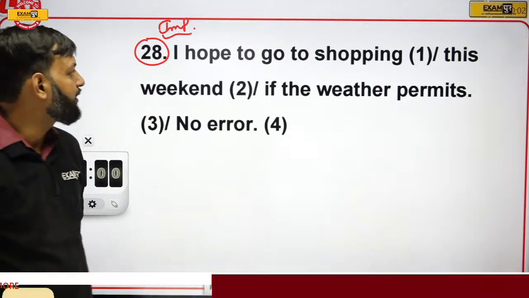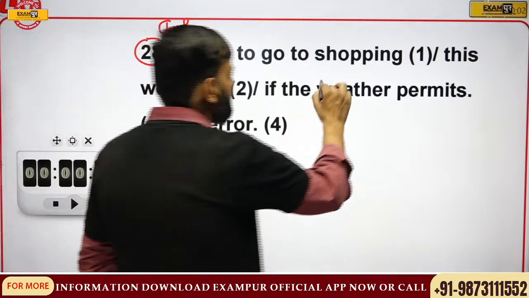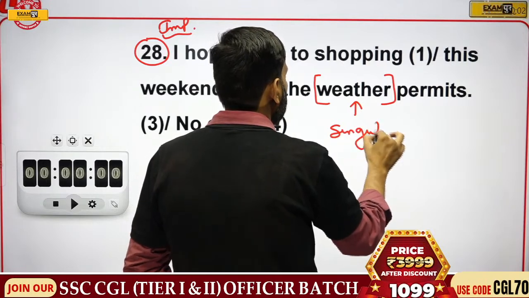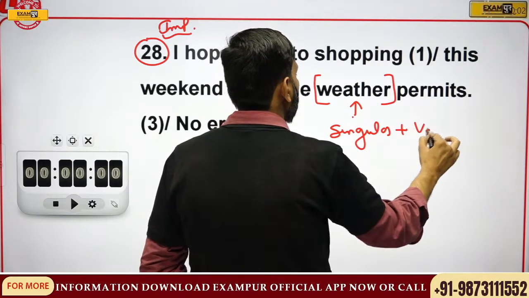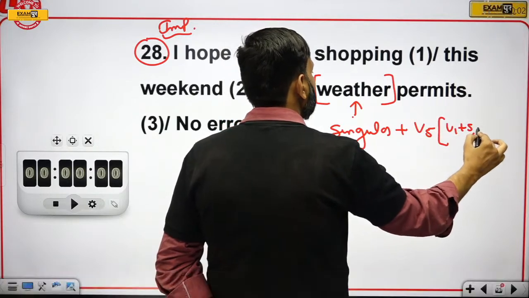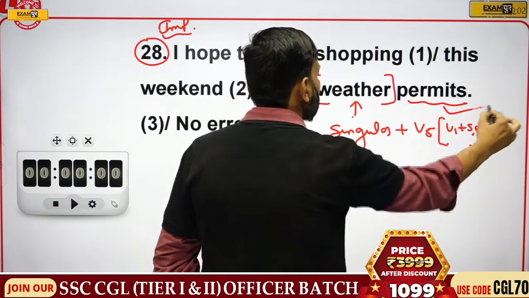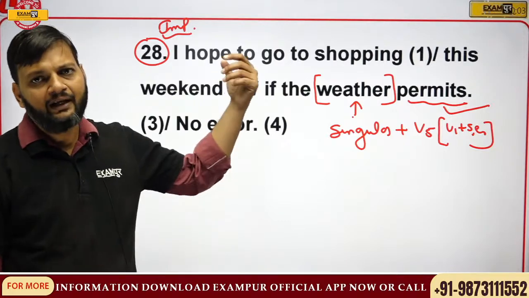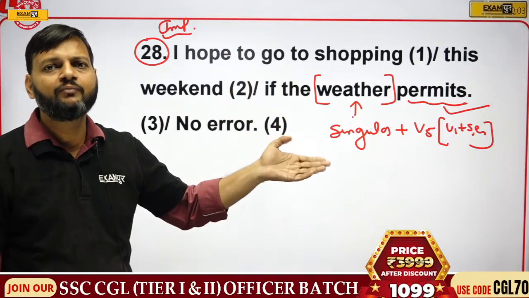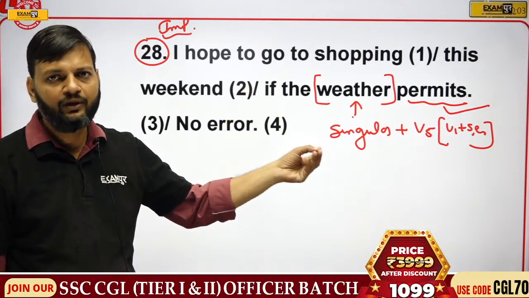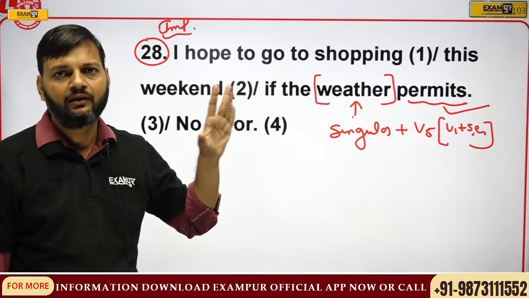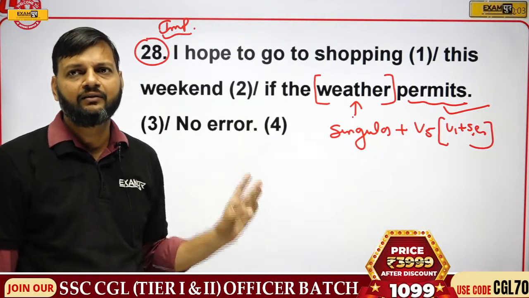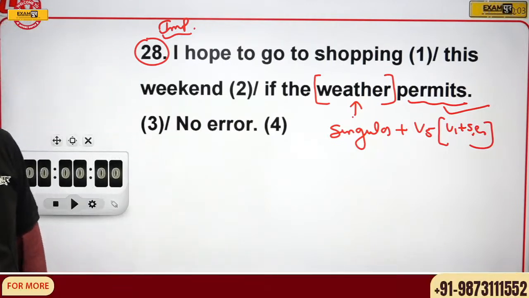Vikramaditya said permit. See, weather is singular, and a singular subject is followed by the fifth form of verb, that is the first form with s or es. So here the use of permits is absolutely right. Weather is singular, and the fifth form of verb means first form with s and es. Getting my point or not? There is no error in it. Weather permits, it is absolutely right.